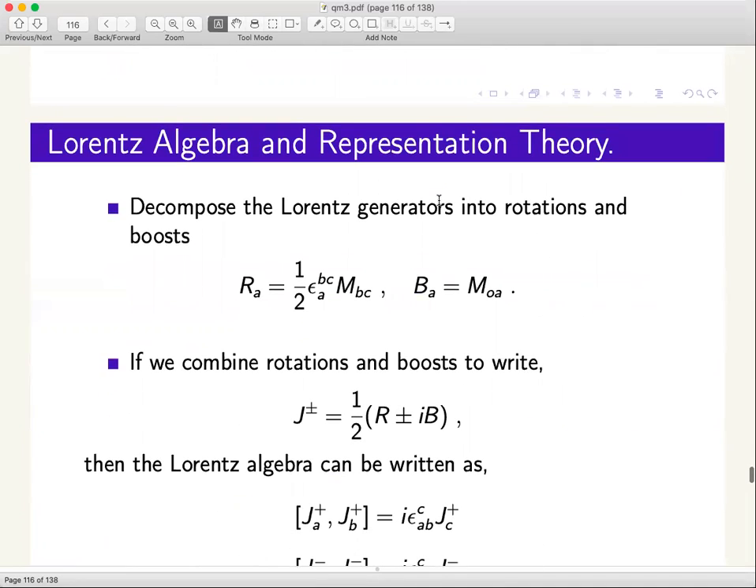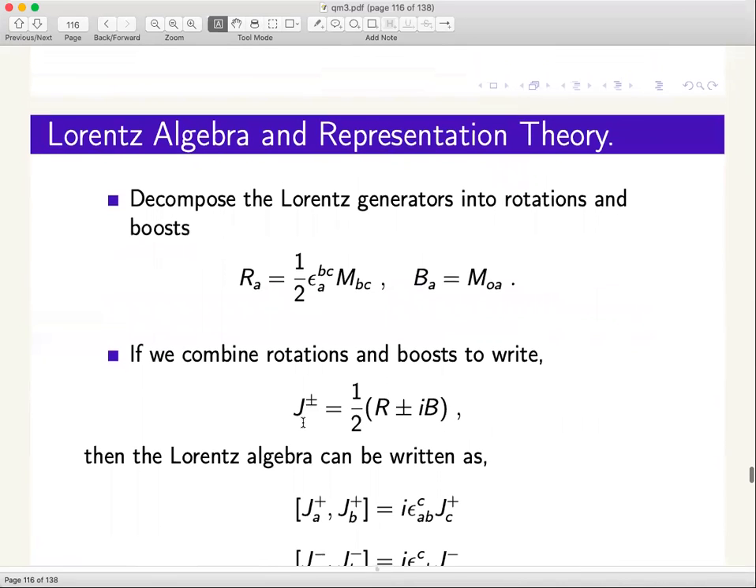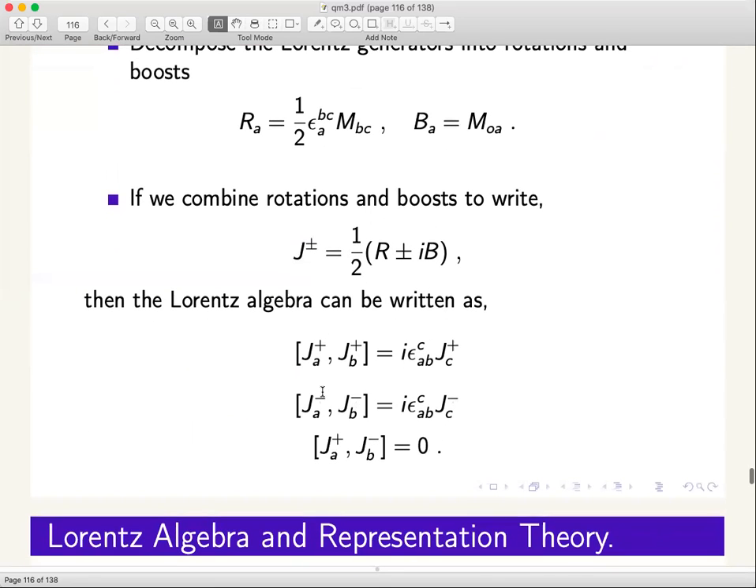So now we write down a complex linear combination: J_A equals R_A plus i times B_A. If you take plus or minus, you just write down plus or minus. Take the old algebra, write it in terms of R_A and B_A, substitute it here and compute. You find J_A plus with J_B plus gives you J_C plus, J_A minus with J_B minus gives you J_C minus, and J_A plus commutes with J_B minus.